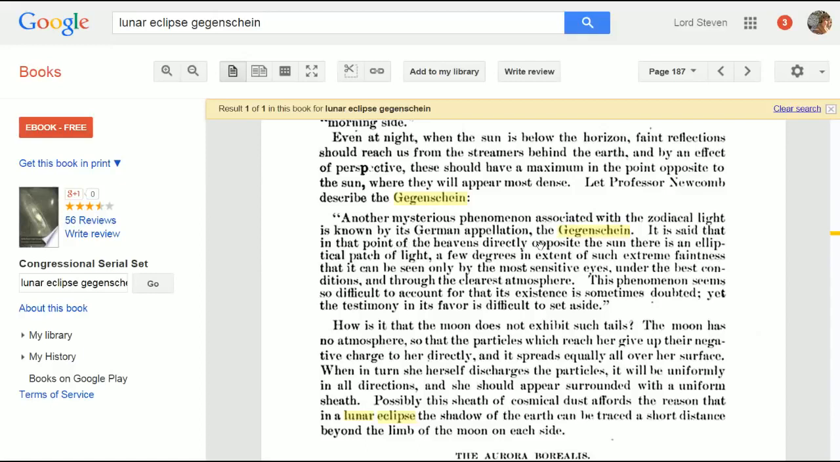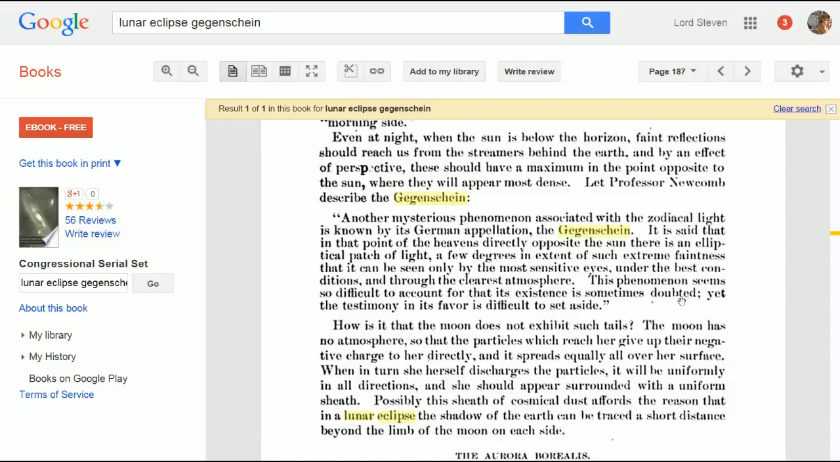Another mysterious phenomenon associated with the zodiacal light is known by its German appellation, the Gegenschein. It is said that in that point of the heavens directly opposite the sun, there is an elliptical patch of light, a few degrees in extent, of such extreme faintness that it can be seen only by the most sensitive eyes under the best conditions and through the clearest atmosphere. This phenomenon seems so difficult to account for that its existence is sometimes doubted.